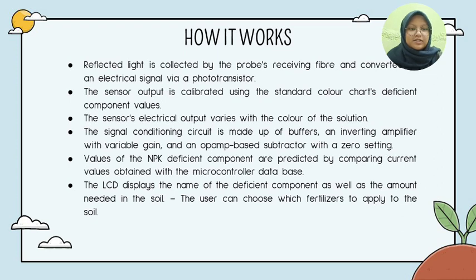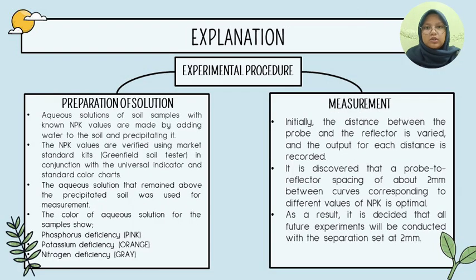Values of the NPK deficient component are predicted by comparing current values obtained with the microcontroller database, and the LCD displays the name of the deficient component as well as the amount needed in the soil, so that the user can choose which fertilizer to apply to the soil. Next, we continue with the experimental procedure.